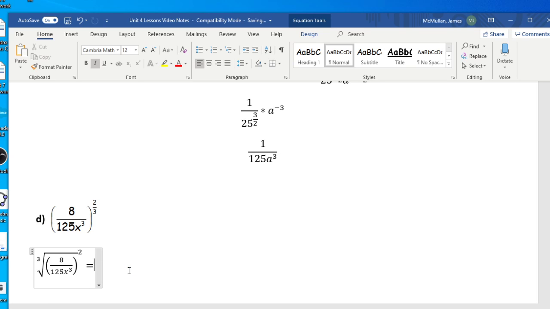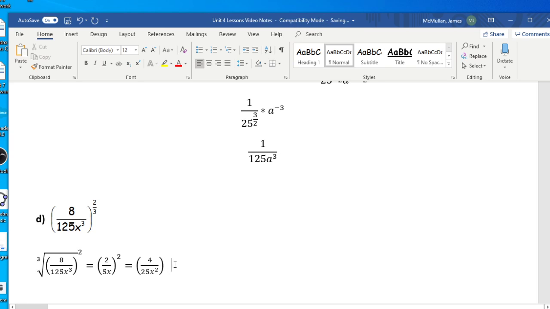Now look at the cube root. Cube root the 8 becomes 2, cube root the 125 becomes 5, cube root the x cubed becomes just x, and then all you have left is all of that squared. Okay, and what do you get there? You get 4 over 25x squared, right? That's the final answer.